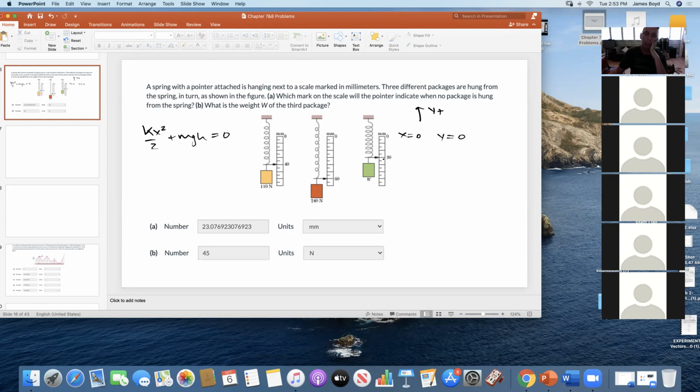Okay, so yeah, I guess we don't have to, but we should. So which mark on the scale will the pointer indicate when no package is hung from the spring? Well, it'll be at, why would it be at 23?